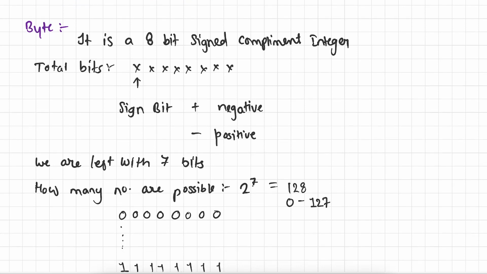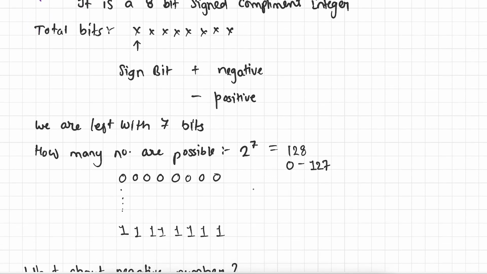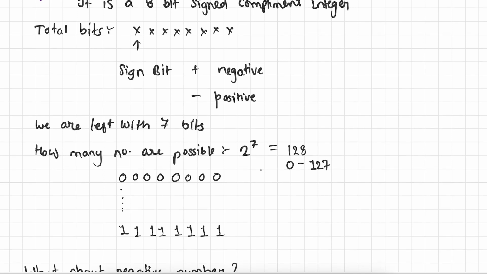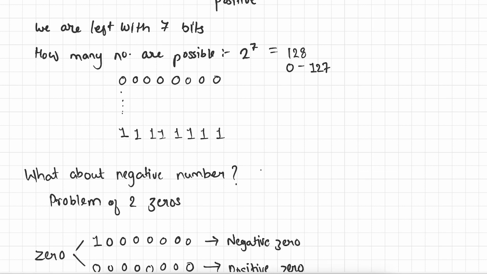So if I ask you how many numbers are possible with 7 bits, then it's simple. 2 to the power 7, that is equal to 128. So we can have numbers from 0 to 127. From all the bits 0 to 1111111, we have a total of 128 numbers from 0 to 127. Okay. So this way we can store all the positive numbers. But a byte also stores negative numbers. So what about negative numbers?